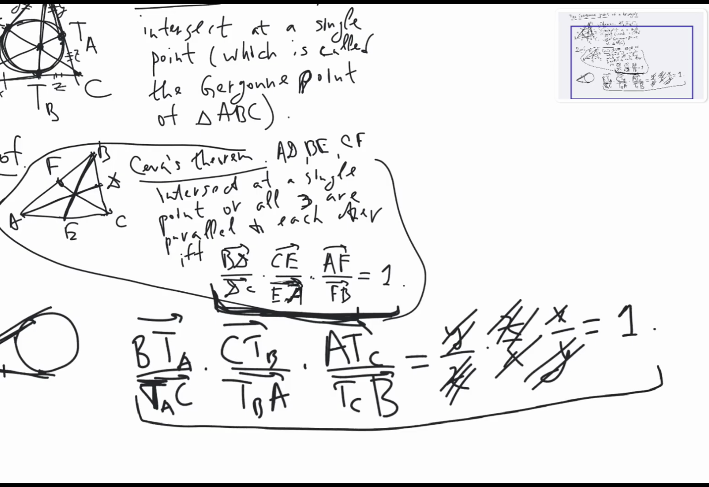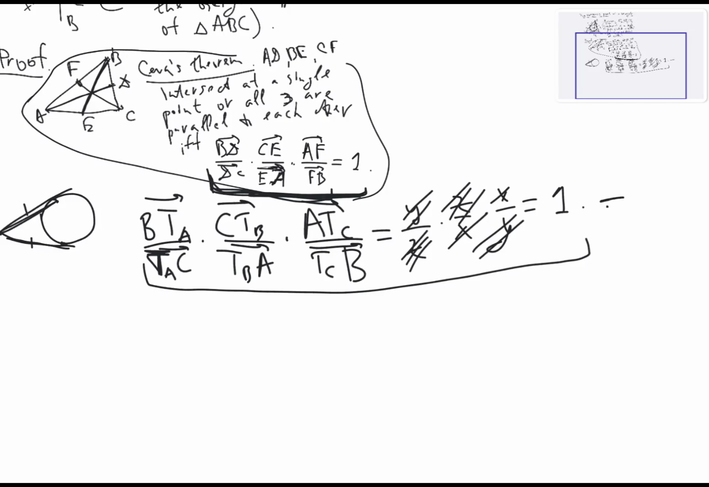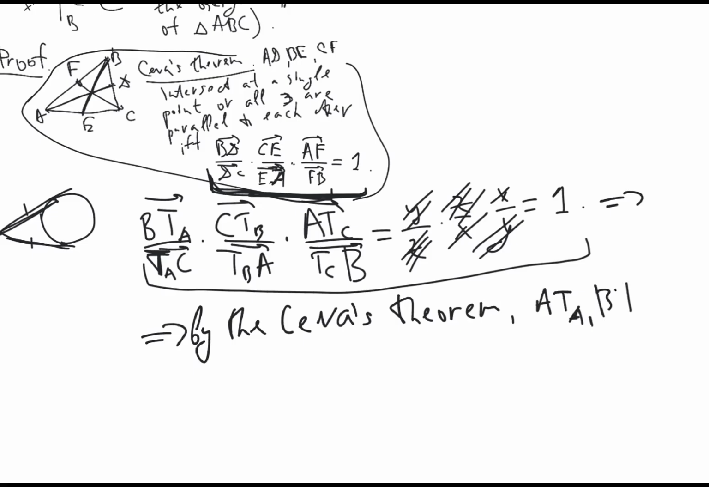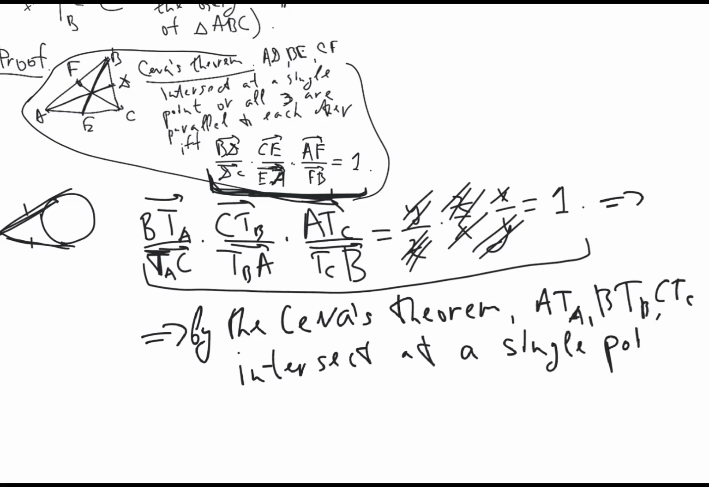So because this is equal to 1, we have by Ceva's theorem that ATA, BTB, and CTC intersect at a single point. And this is what we needed to prove.